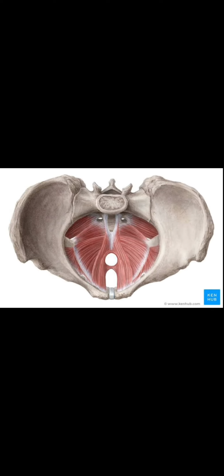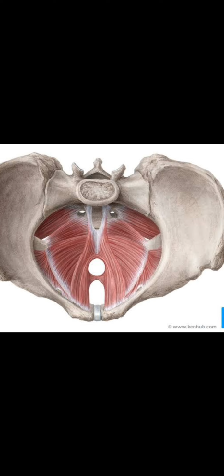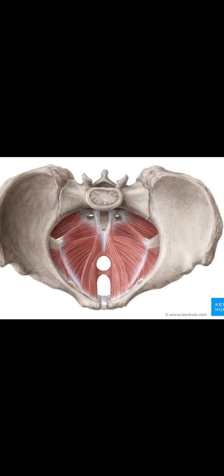The main functions of our pelvic floor are, it helps in internal rotation during child delivery. During labor, the fetus will rotate internally for its delivery, and the pelvic floor helps in this. Next, it stabilizes the pelvic organs and the joint also. It maintains the intra-abdominal pressure. These are the main functions of our pelvic floor.